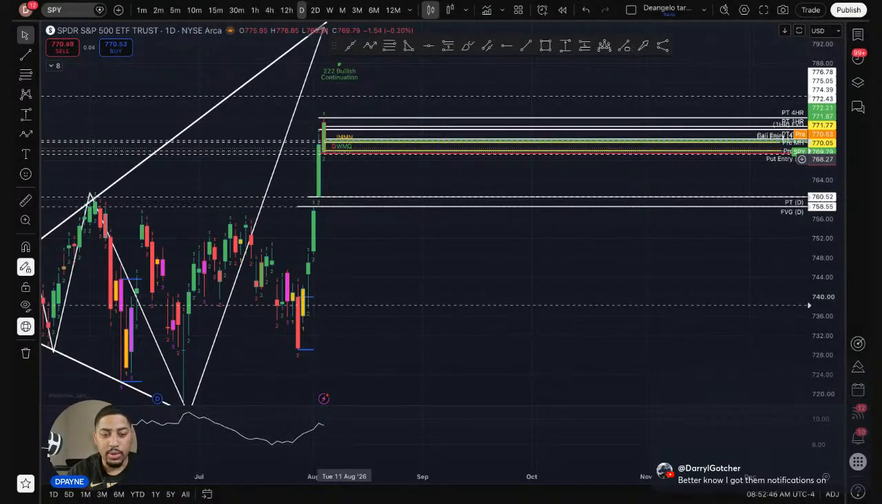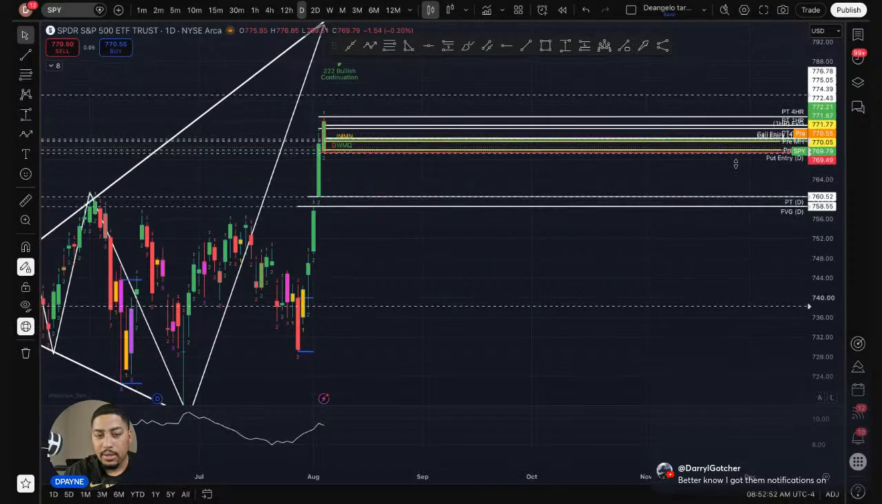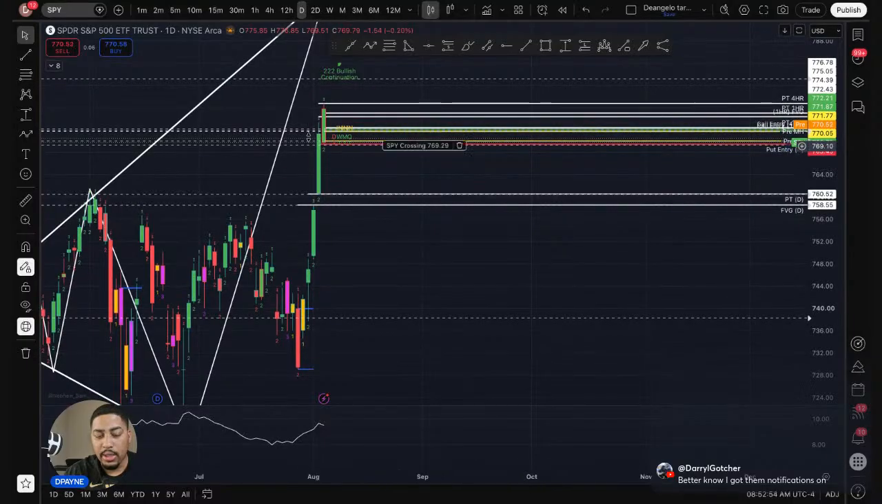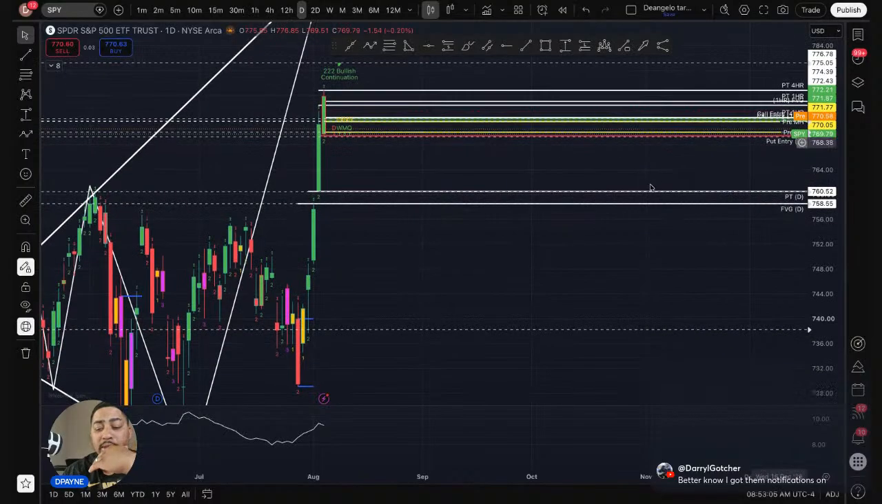The question is, will they find buyers? Because this is a fair value gap. So this is a support line right here on the daily. This is a gap support, all it is. So the actual entry for puts is the top of the gap right here. So right now we're set to open up inside day.